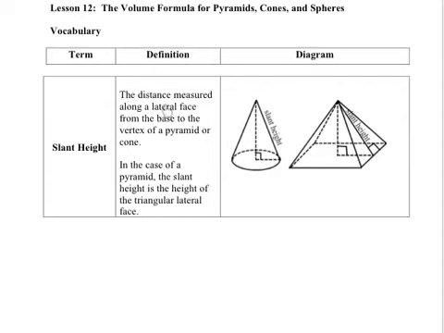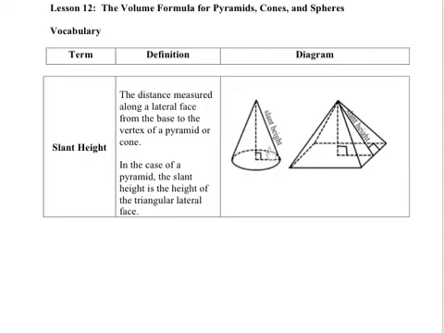The slant height is the distance measured along a lateral face from the base to the vertex of a pyramid or cone. So it's the side length from top to bottom. In the case of a pyramid, the slant height is the height of the triangular lateral face. So if I'm trying to do a surface area problem, you need the slant height to calculate the area of the lateral faces in a pyramid.